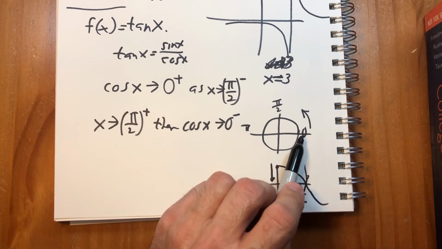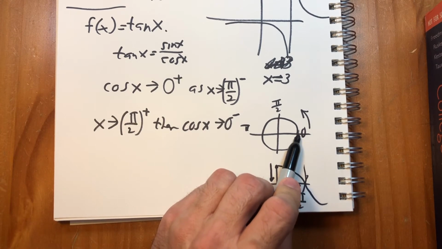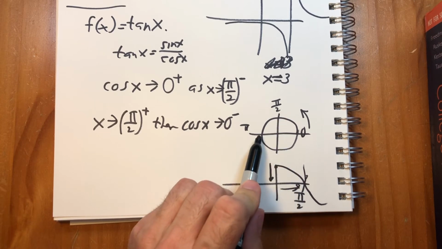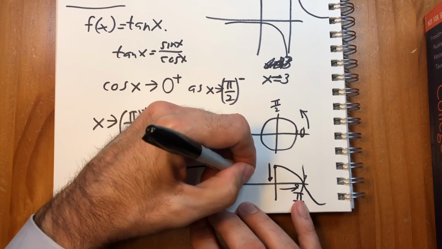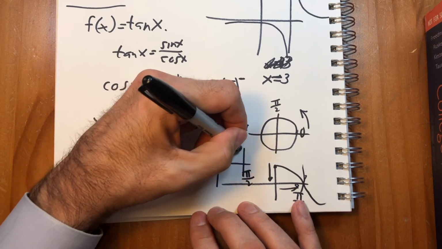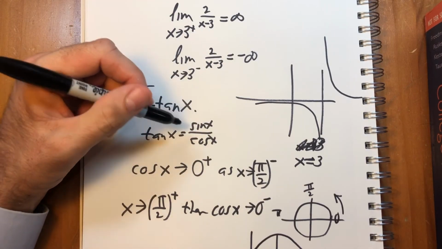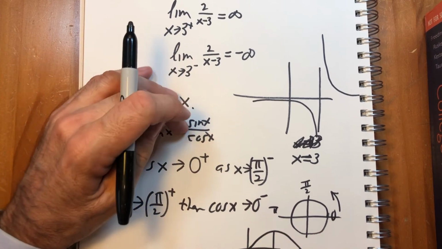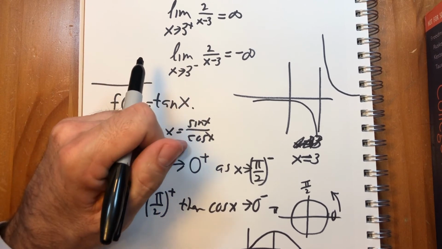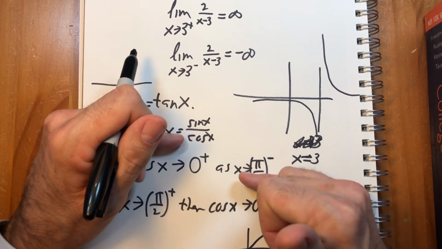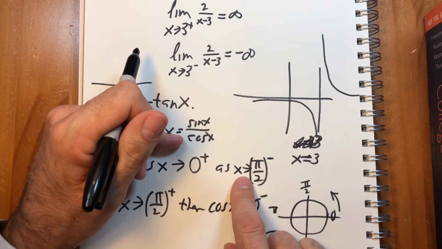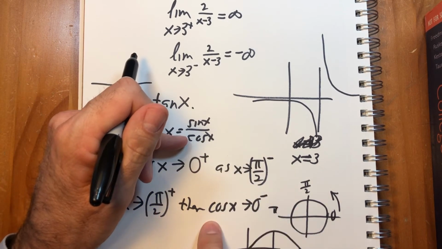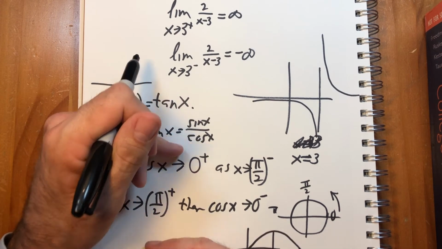Now sine of x is 0 when x is 0, and it's 1 when x is pi over 2, and then it's 0 again. Sine is always positive around pi over 2. It doesn't matter which direction you're coming at, it's always going to be positive. So what that tells us is, as we approach pi over 2, sine is always positive. That's no problem. But cosine is approaching 0 from the right as we approach pi over 2 from the left, and it's approaching 0 from the left as we approach pi over 2 from the right.